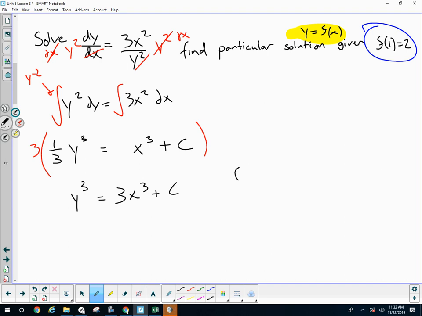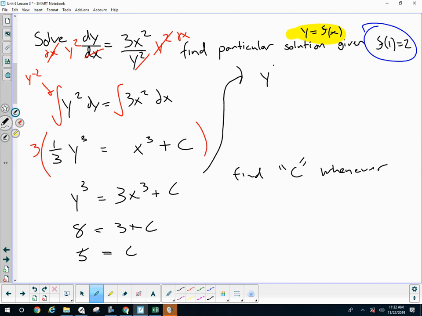You can find c whenever. That's just my lesson here. Plug in 2, you get 8 equals 3 plus c. It is very easy to find c on this step. But the only thing you have to be worried about is that you're not done until you've solved for y, because that is what is expected of you to do.